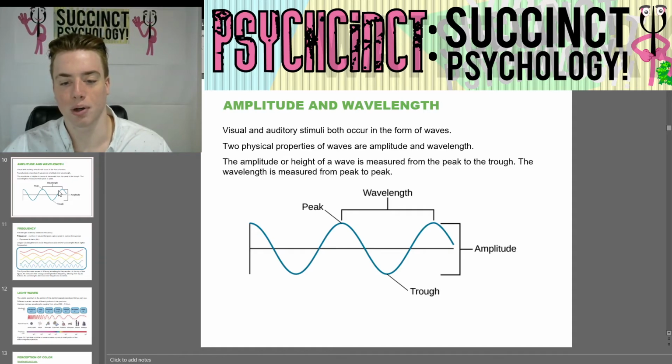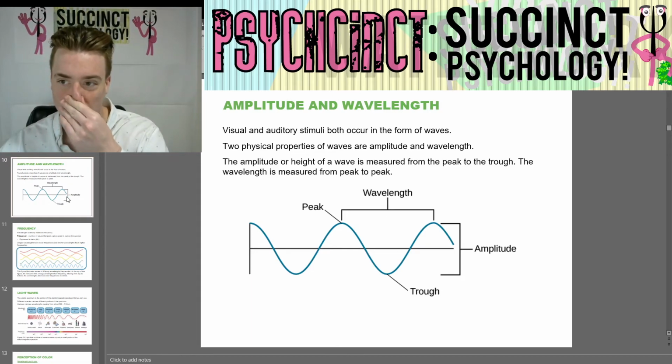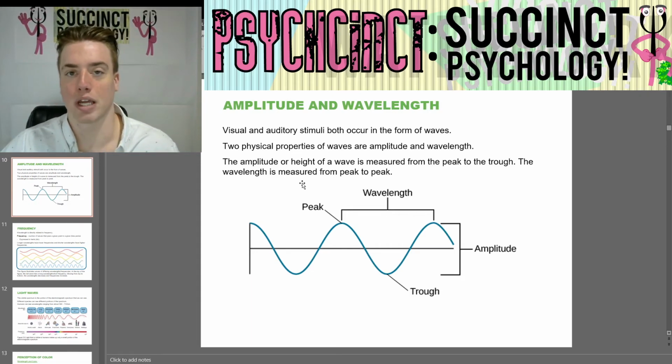I don't want this first part to go on too long, but we do have a good number of slides, so I'll finish up with amplitude and wavelength. Visual and auditory stimuli both occur in the form of waves. Two physical properties of waves are amplitude, right here, and wavelength, shown here. The amplitude, or height, of a wave is measured from the peak to the trough. The wavelength is measured from peak to peak. So amplitude is height, and wavelength is the distance from peak to peak.